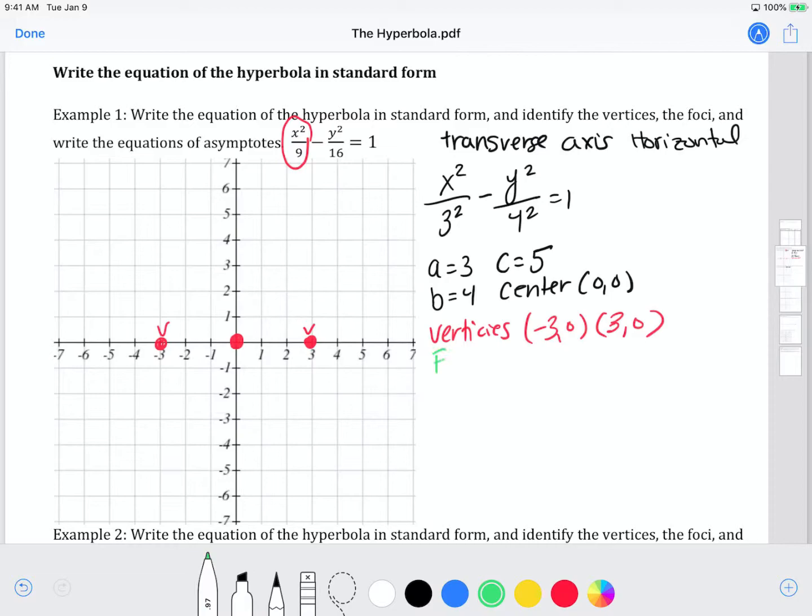To find the focus points, I have to come out c in either direction along the transverse axis from the center. So I'm going to come out 5 in either direction. So I've got a focus point here at (5, 0). And then I've got another focus point here at (-5, 0).